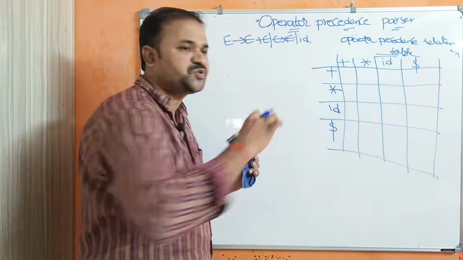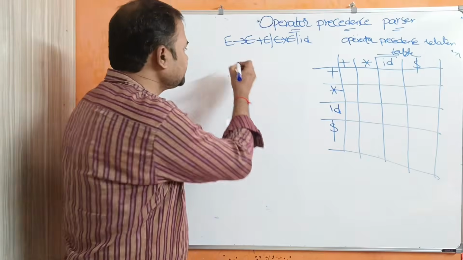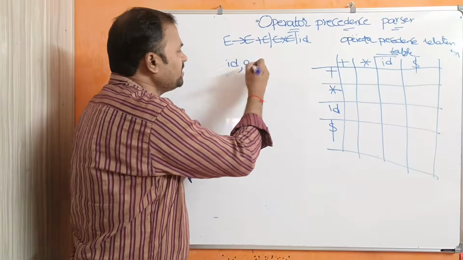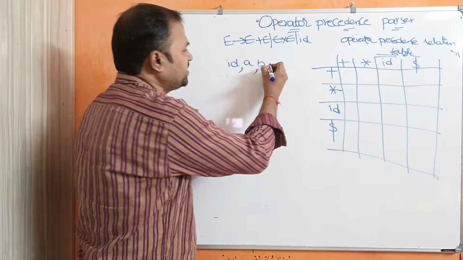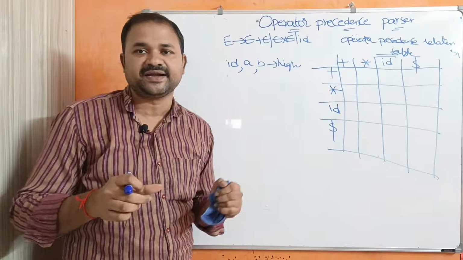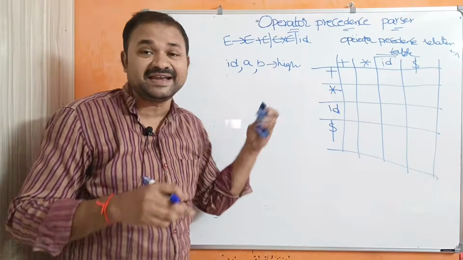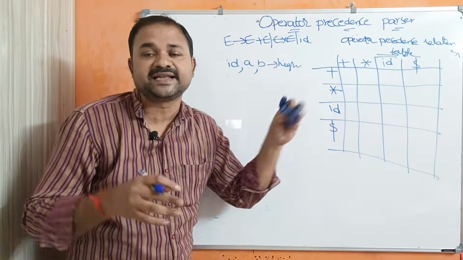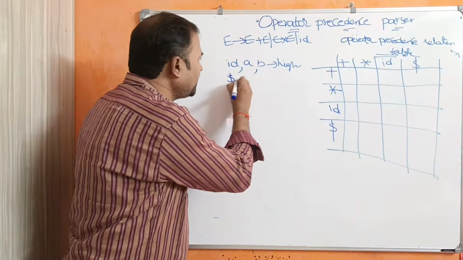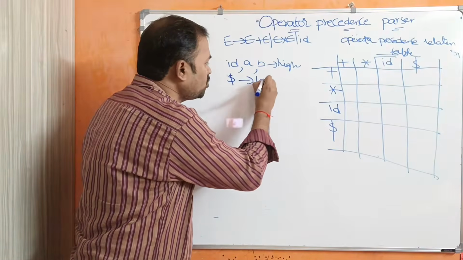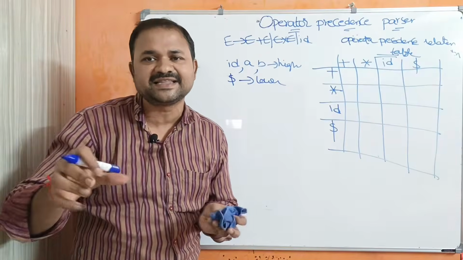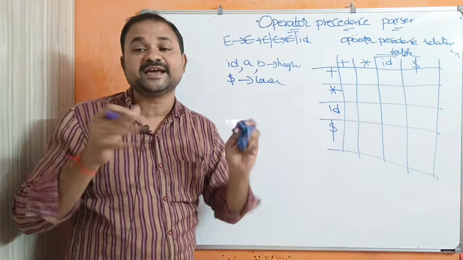So for this, we need to follow some rules. The first rule is, if it is ID, that means if it is a variable, it may be ID or A or B, any variable, then we have to give the higher priority. So ID is greater than any other symbol. A is greater than any other symbol. Next one is for dollar. For dollar, we have to give lower priority, lower precedence. So dollar is lesser than any other operator, any other symbol.